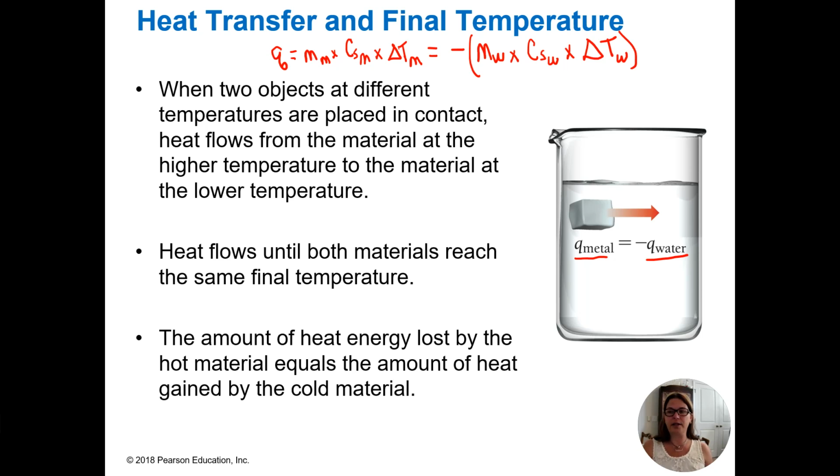What I like to do is just rearrange this because it makes it easier to solve. Q of the metal plus Q of the water equals 0. Okay.